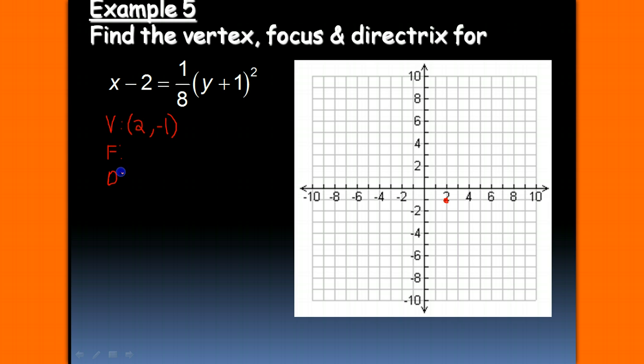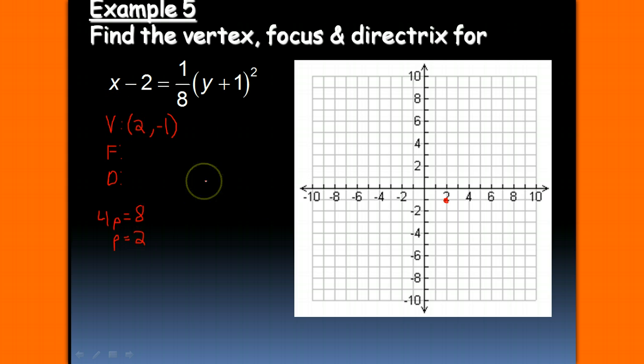And I'll just put a D for directrix. Okay, well, so we need to find our p. Well, our p is going to be found by taking this value right here, this 8, and we know that has got to equal 4p. Okay, just from looking at the equation, the formula that we've been using. So p is going to be just 2.